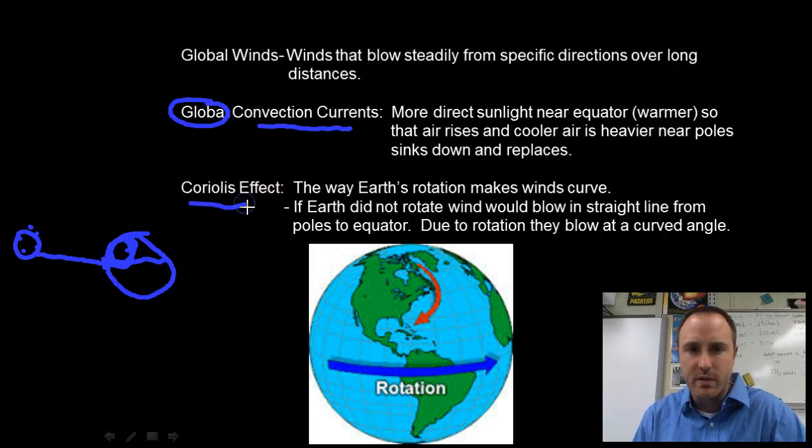And the Coriolis effect should be a reminder that it's the Earth's rotation that makes wind curve. If Earth did not rotate, wind would not blow in a curve. It would blow in a straight line from the poles to the equator, but due to the rotation, it is turned at an angle.